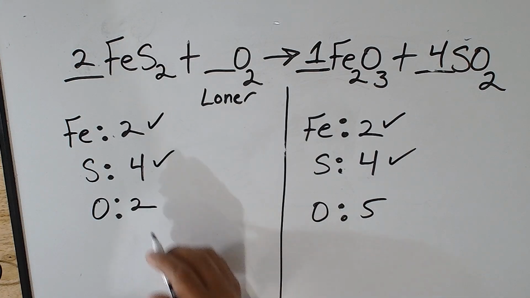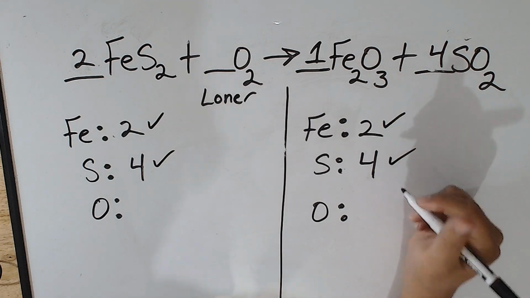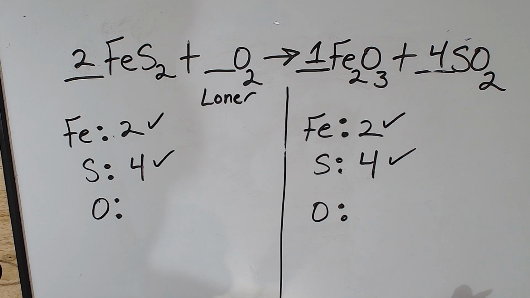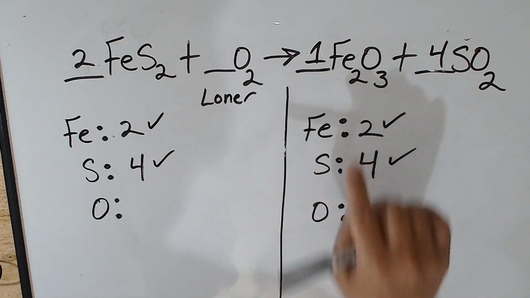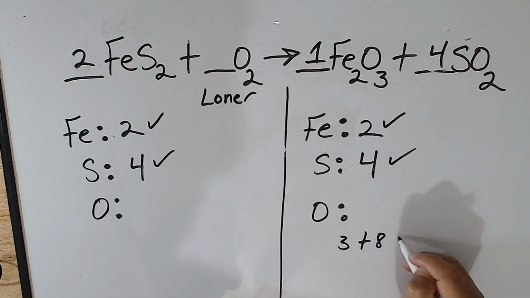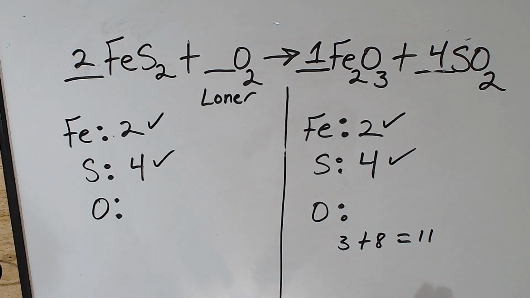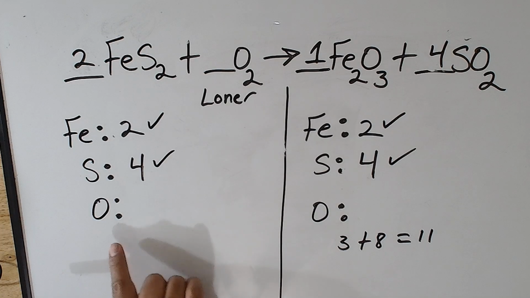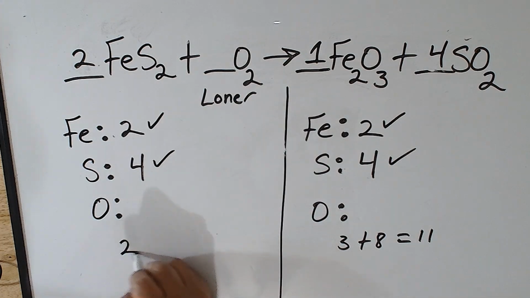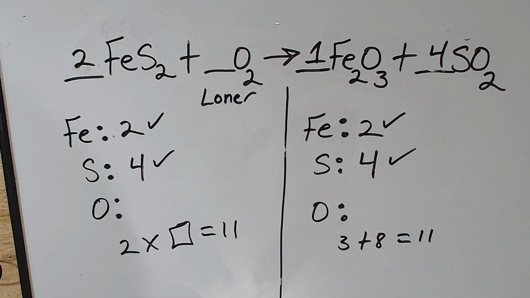So let's determine how many oxygens we have now that we have made some changes within the coefficients. So for oxygen, I have 1 times 3 gives me 3. And then 4 times 2 gives me 8. So 8 plus 3 gives me a total of 11. Now, in here, I'm going to say 2 times what number gives me 11. The 11, I'm just getting it from here.